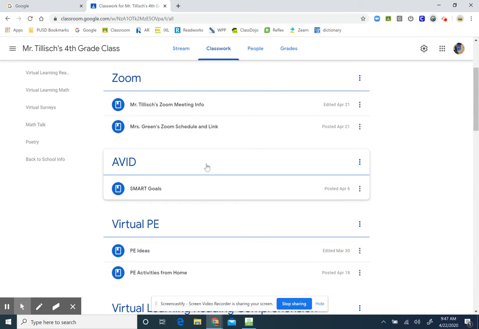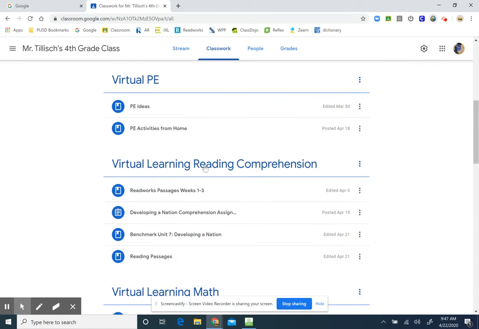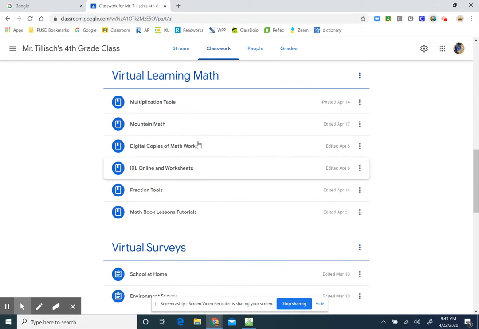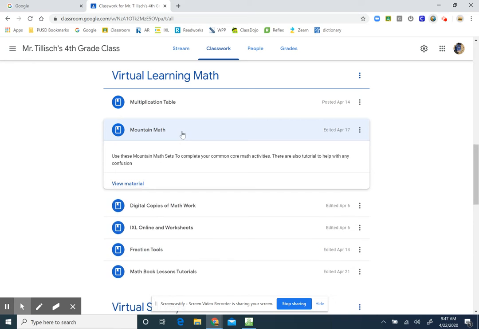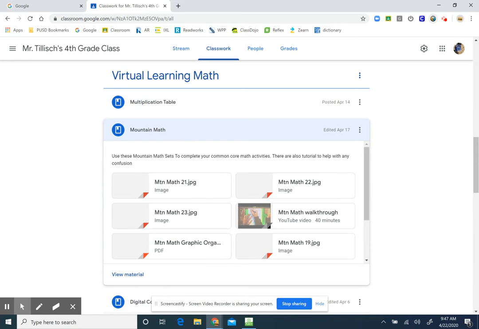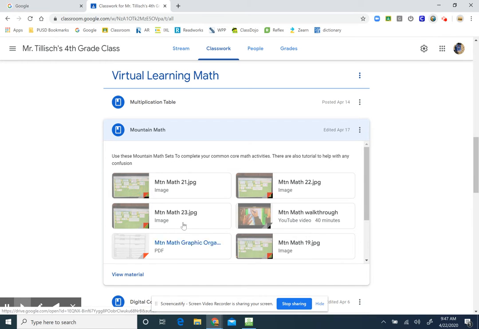what you can do is after this tutorial is made, you are able to go to Virtual Learning Math and you can click on Mountain Math. And once you click on Mountain Math, you have a couple of things that pop up. So one, you have your graphic organizer if you've lost it or you messed up or you just want to take a look and create your own graphic organizer. That's right here for you in a PDF form. You can open that up, you can print it out, or you can just look at it.